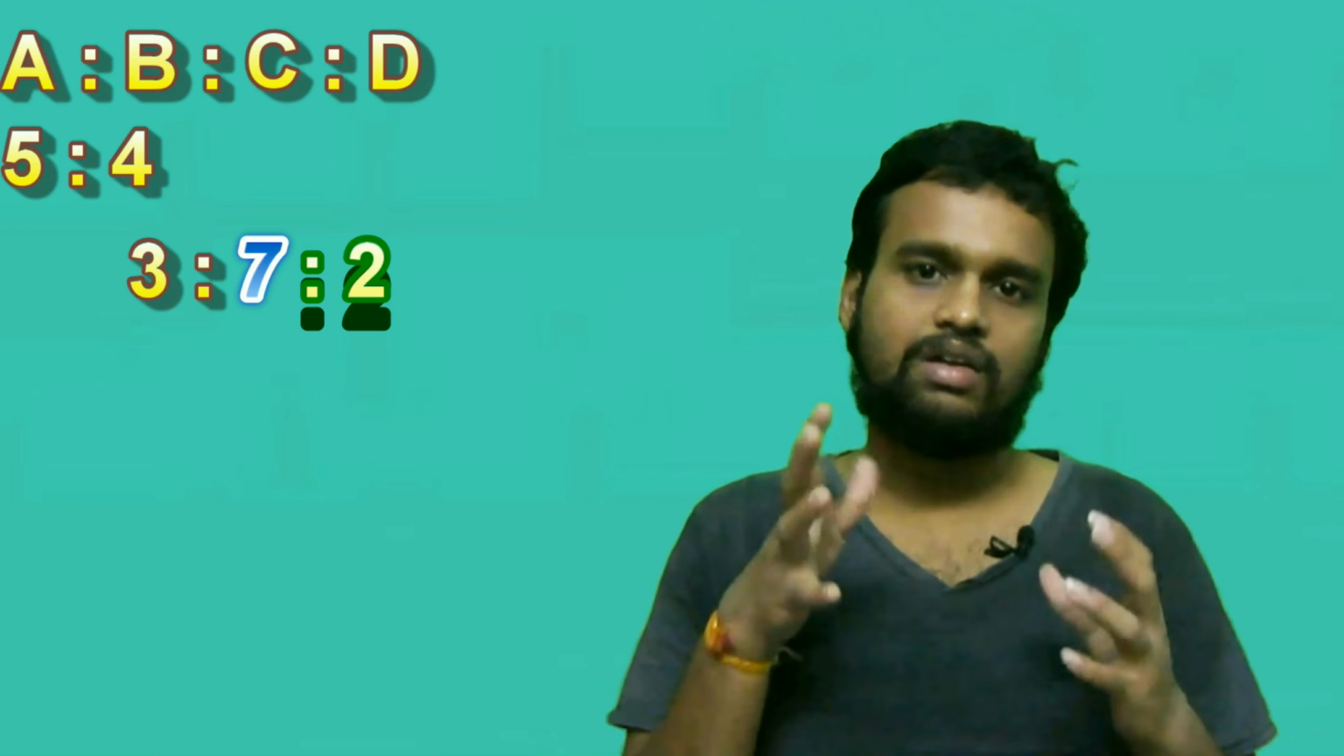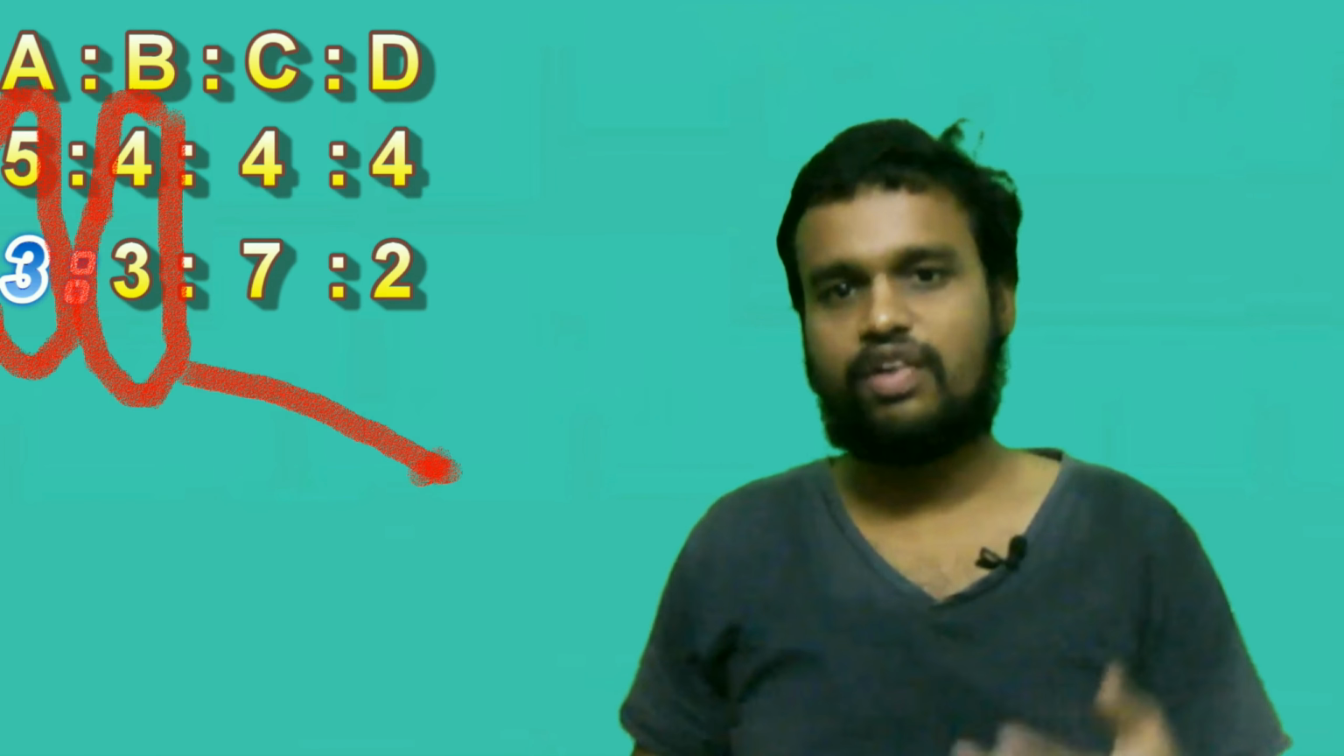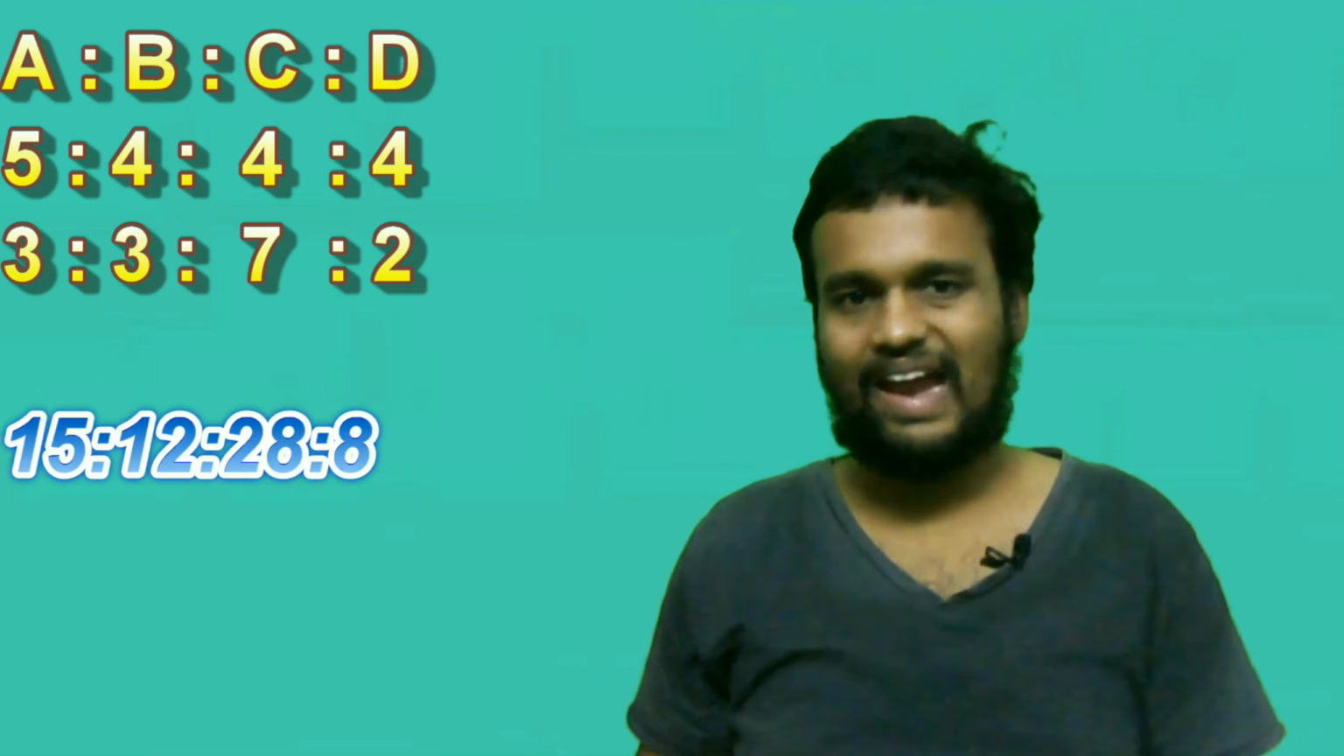So in the first step, the two spaces are empty, and you have to fill them with the 4, which is the nearest. In the second step also, the empty space near 3 must be filled with 3. After filling in, we multiply every value, and the final ratio obtained would be none other than 15 is to 12 is to 28 is to 8. That's the final value you have obtained.